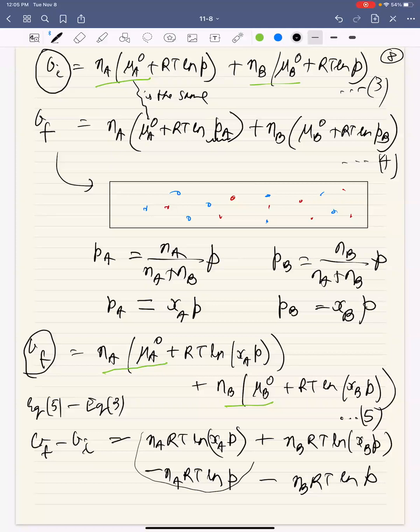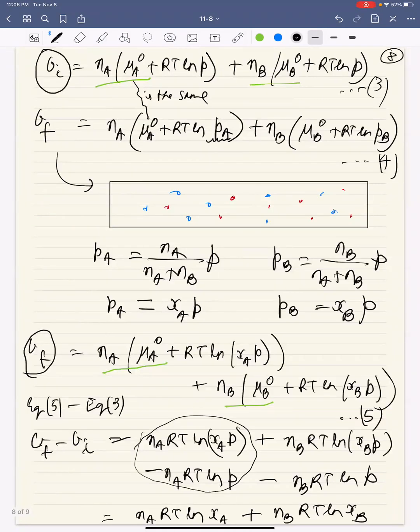These two we can combine because the coefficient is the same, Na, right? So this becomes Na RT ln, and what is XAP divided by P? That's just XA. RT ln XA plus NB RT ln XB. This is the free energy of mixing for the total system. We are interested in the free energy of mixing per mole. Those who are copying, I will write this down again on the next page, so you can just copy that.